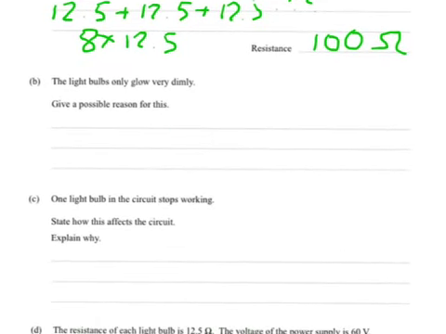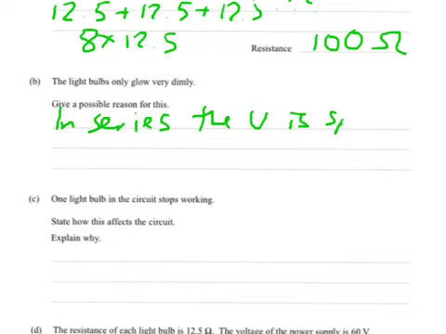Now B, we've got the light bulbs only glow very dimly. Give a possible reason for this. Okay, this is very open-ended, so you have to kind of know what they're expecting here. And because it mentions that they are connected in series specifically, that's a good starting place. In series, the voltage is divided across all of them. We would say it's spread evenly across all of them.